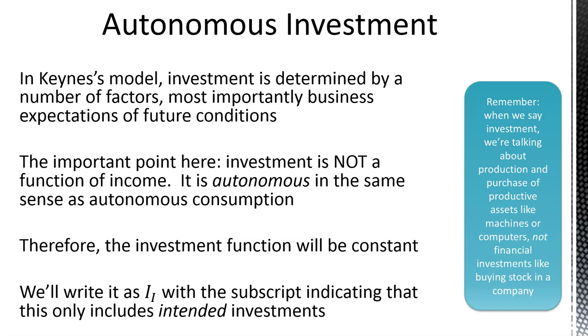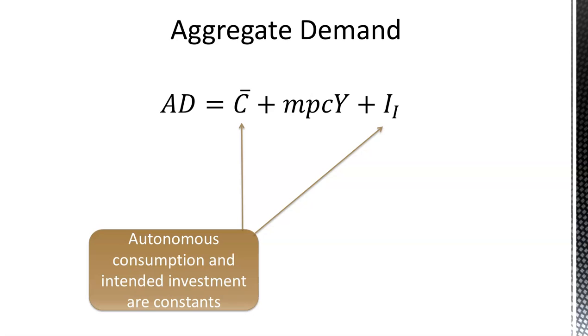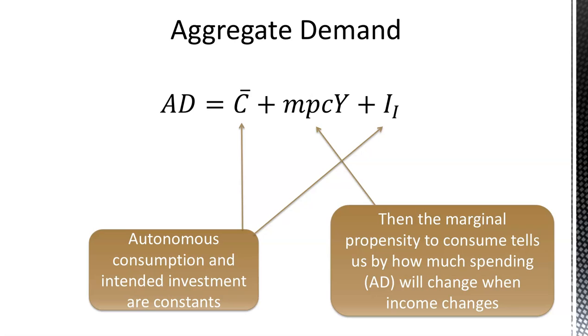We'll write it as I sub I, the subscript I indicating that we're talking about intended investments, planned investments in real productive factors that businesses buy. So once again, in this simplified model, aggregate demand is decomposed into the consumption function and investment. The consumption function has an autonomous component, autonomous consumption, C bar, and then investment is also autonomous. Both of these are constants in determining aggregate demand. The other function, then, the MPC times Y, tells us by how much aggregate demand will increase when income, Y, increases.